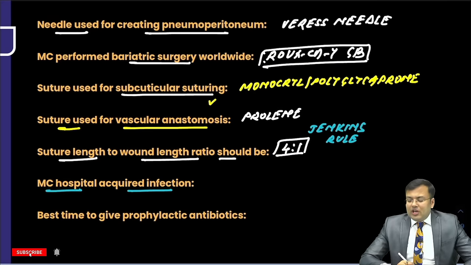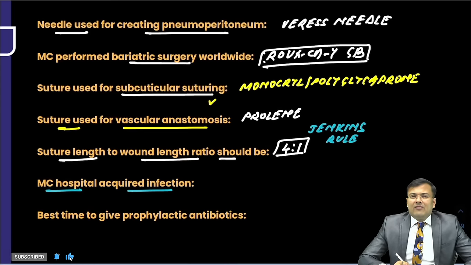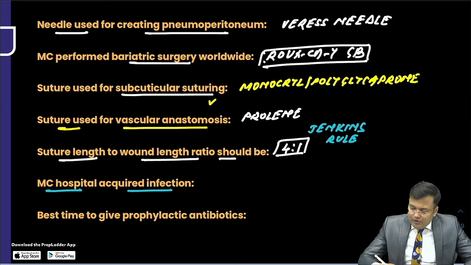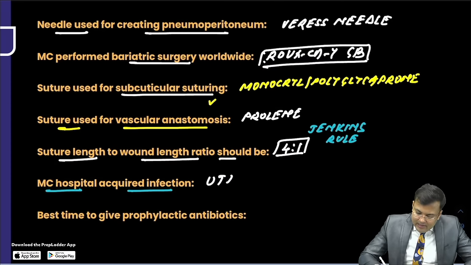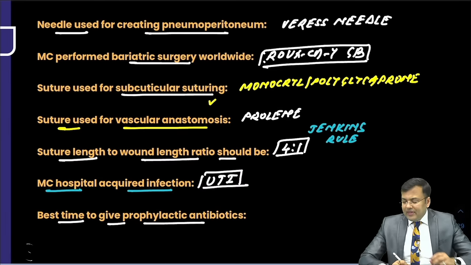Next, most common hospital acquired infection. Hospital acquired infection means seen after 48 hours of admission. Yes, nosocomial. What is it? UTI. Very good. It is UTI. And you know what is the organism responsible? E. coli.